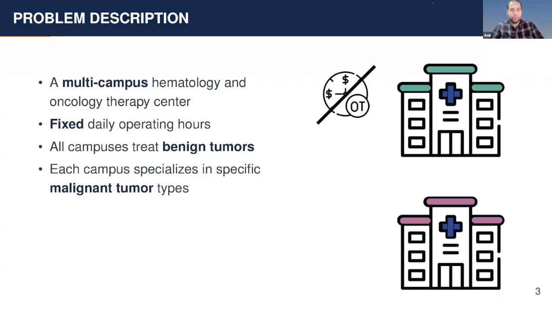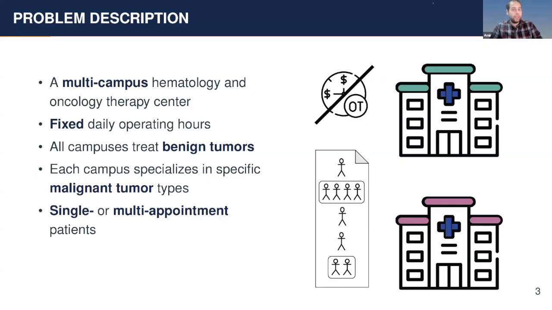You may ask me what's the difference between benign and malignant tumors. Benign tumors are those tumors that do not typically spread to different parts of the body. But malignant tumors, which are much more dangerous, tend to spread to different parts of the body.